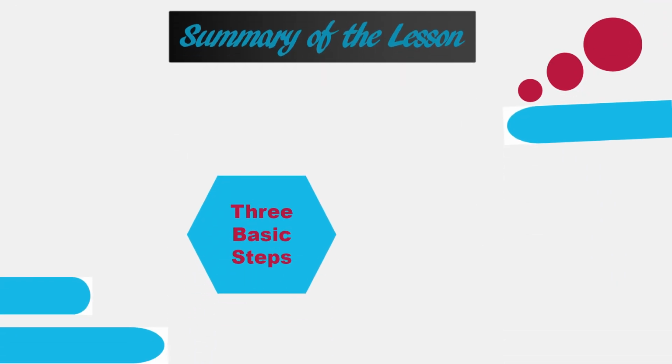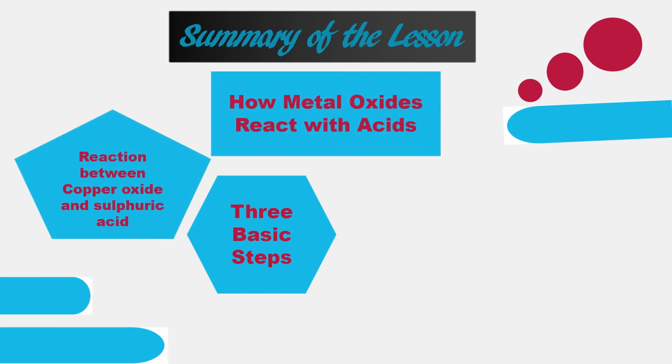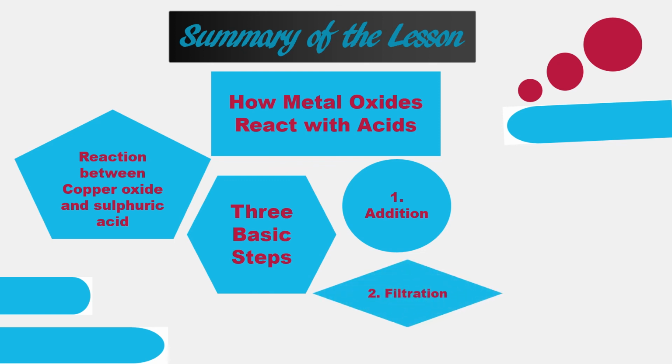Dear students, let's summarize the topic. We discussed the reaction between copper oxide and sulfuric acid that take place in 3 different steps. The first step is the addition of metal oxide into a solution of sulfuric acid. The second step is the filtration of unreacted metal oxide. The third step is evaporation.